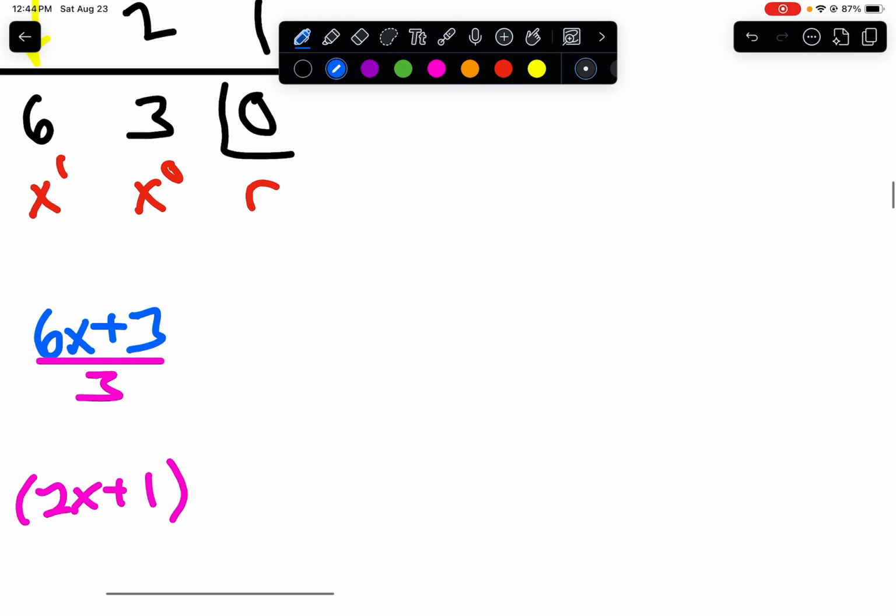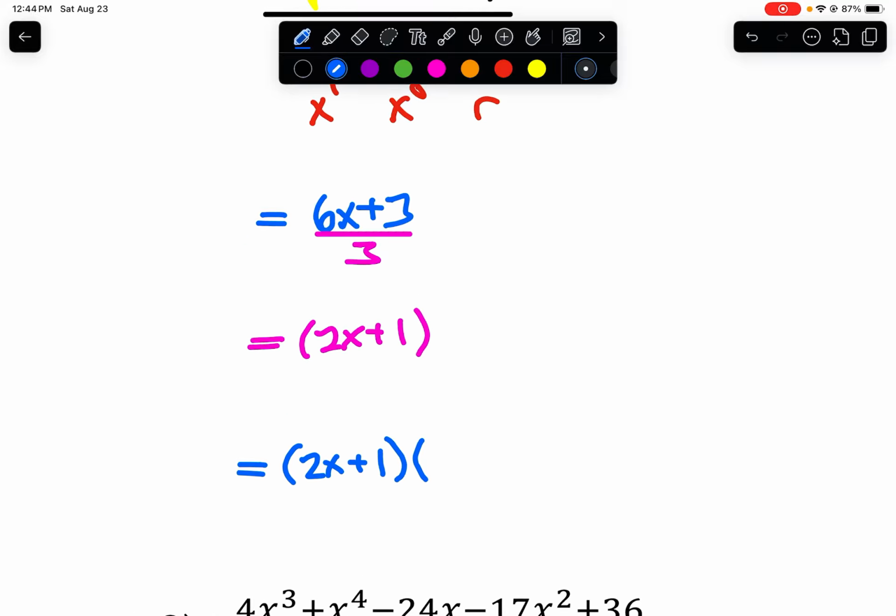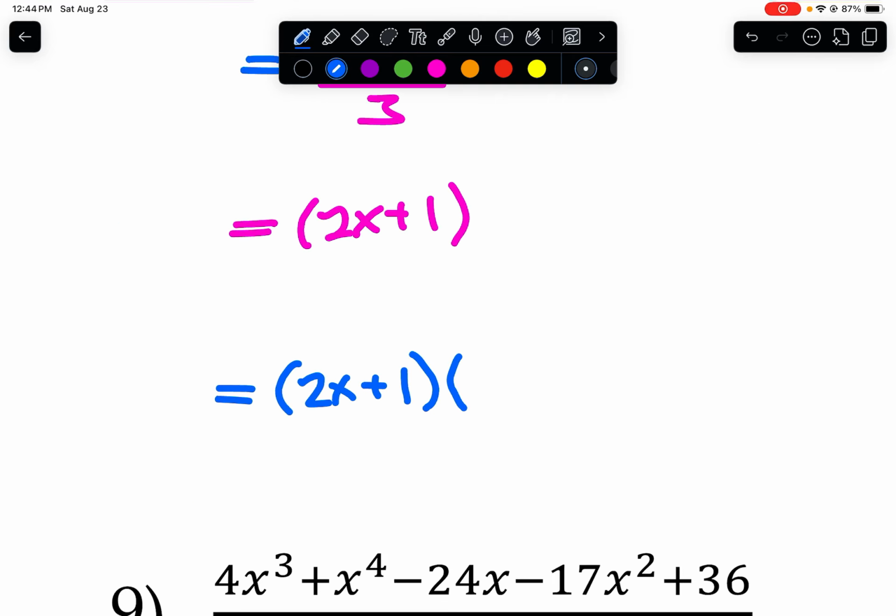So when I write it using the division algorithm, you're going to get your quotient, which is 2x plus 1, and then multiply times your divisor, which is 3x minus 1. Ta-da!